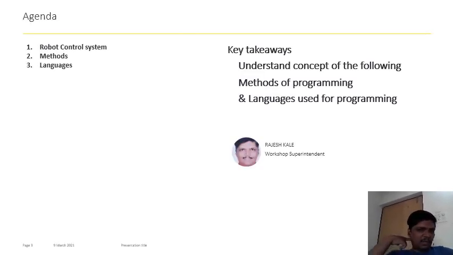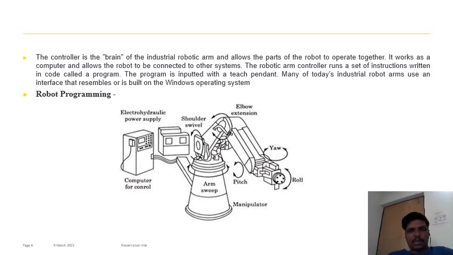The key takeaways are to understand the concepts of methods of programming and to understand the languages that are used for programming. As you know, the controller is the brain of the industrial robotic arm and allows the parts of the robot to operate together. It also works as a computer and allows the robot to be connected to other systems. The robotic arm control runs a set of instructions that can be called a program. The program is inputted with a teach pendant, that is a method.